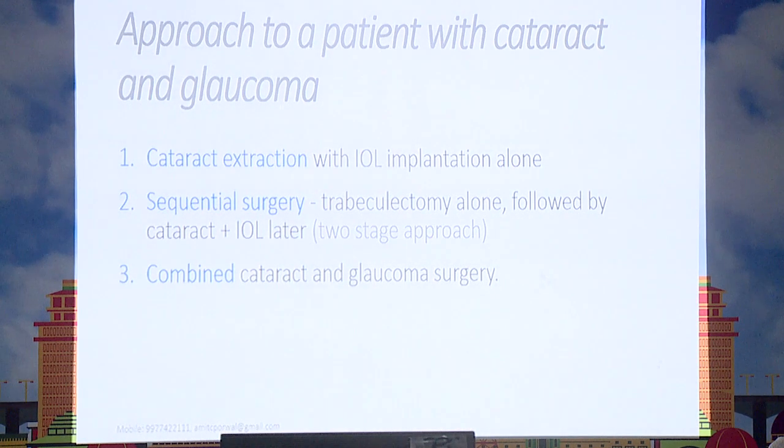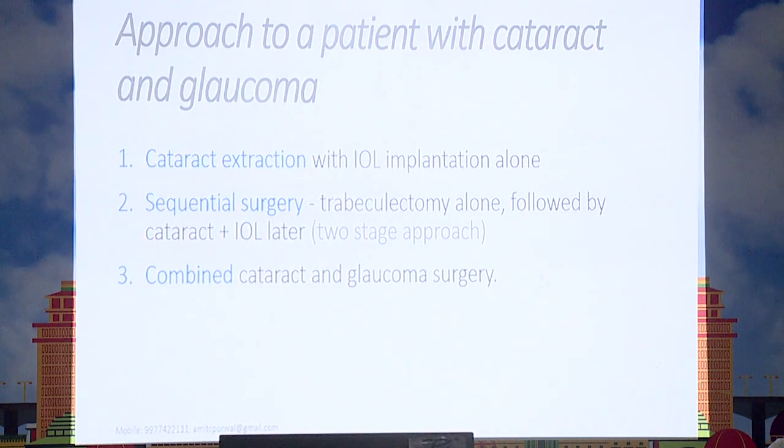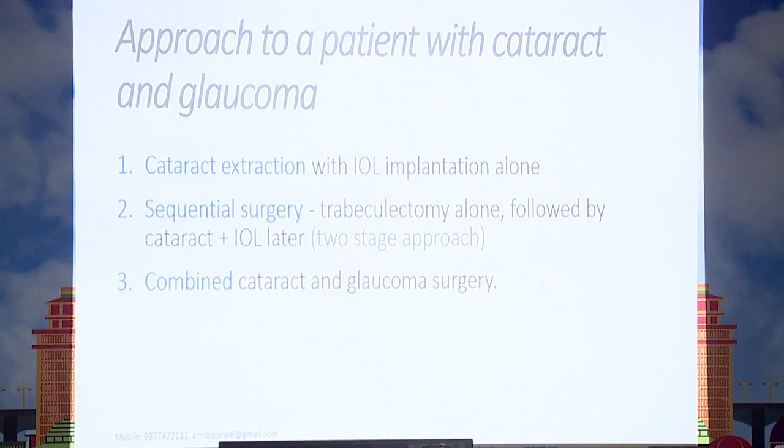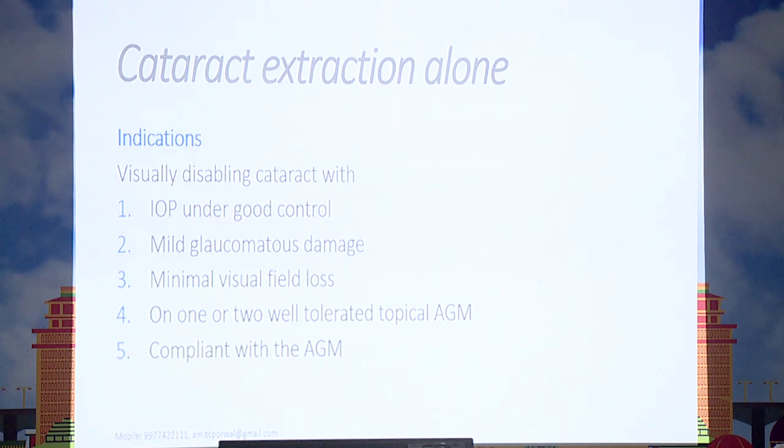In approaching a patient with cataract and glaucoma, you have three approaches basically. You have a cataract extraction with IOL implantation alone, then you have a sequential surgery where trab is done, followed by cataract surgery later on, and then you have a third option, which is a combined cataract and glaucoma surgery. First we should know the indications for cataract extraction alone. The indication is a visually disabling cataract with IOP under good control. There should be mild glaucomatous damage, minimum visual field loss, on one or two well-tolerated topical anti-glaucoma medications, and the patient should also be compliant with these medications. These are the indications for cataract extraction alone.